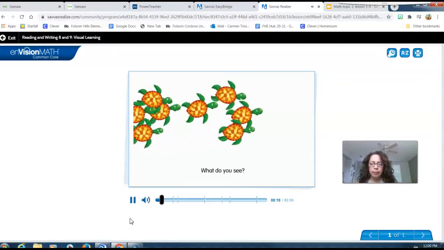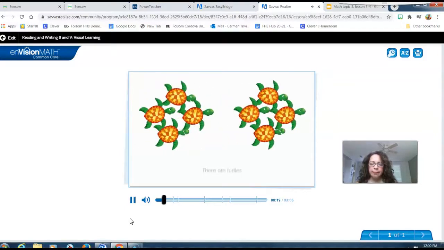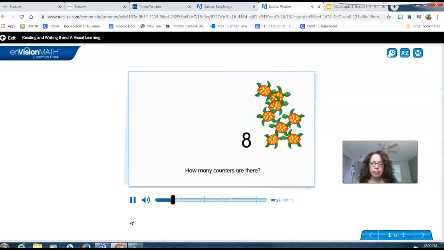What do you see? There are turtles. How can you tell how many turtles there are? You can count. There are 8 turtles. How many counters are there?